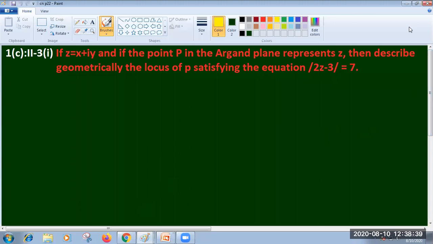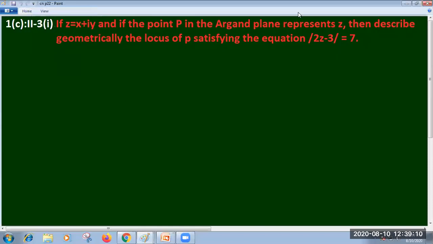Very interesting. If z is x plus iy, and if the point P in the Argand plane represents z, then describe geometrically the locus of P satisfying the equation mod 2z minus 3 is equal to 7. We have to describe how this is represented geometrically.